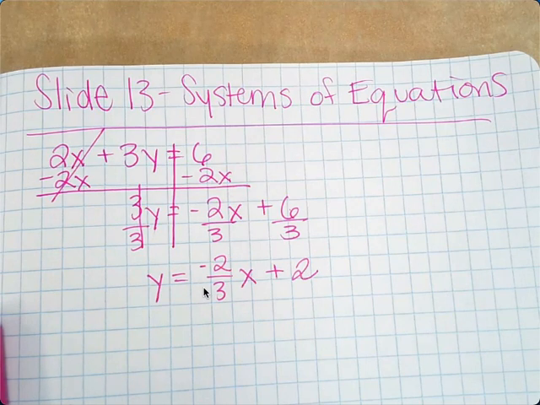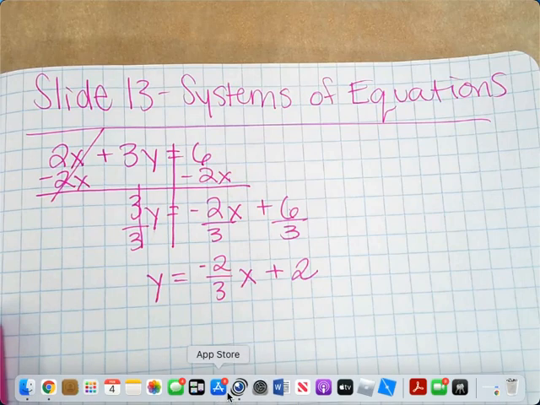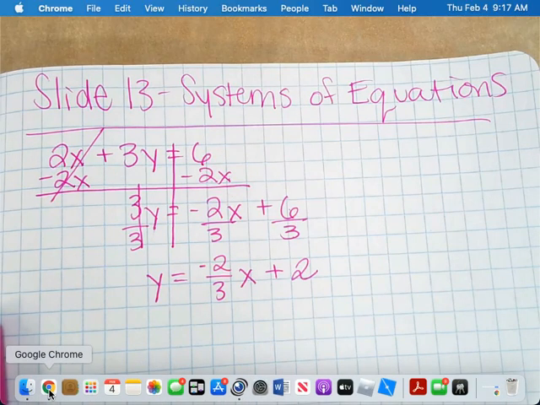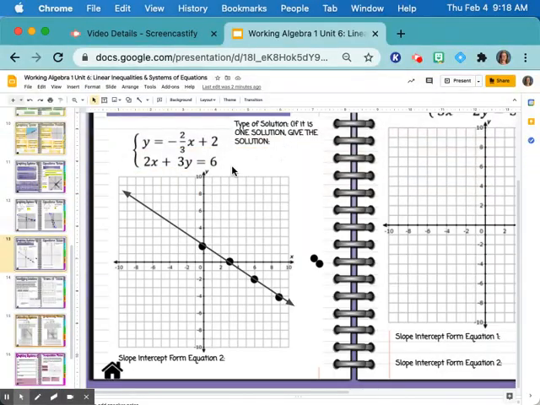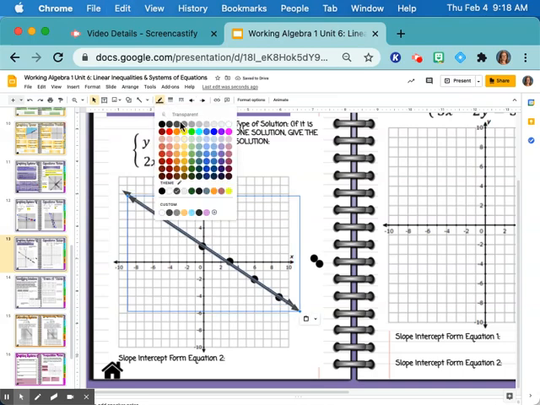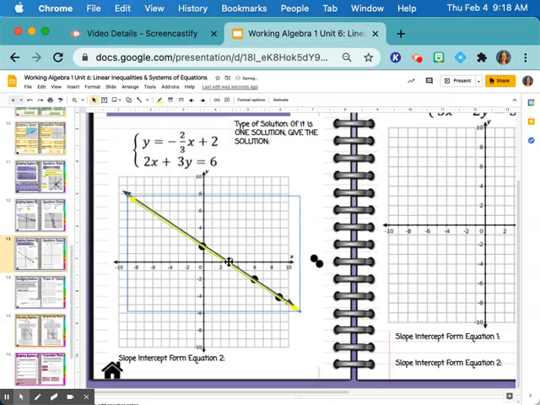I feel like I've seen this equation before. It's the same. So they are the same equation. So I'm going to copy and paste the line, but color this line a different color. Color it yellow. And it's on top of the other one. So what is our answer then?